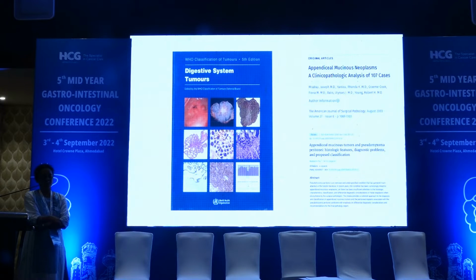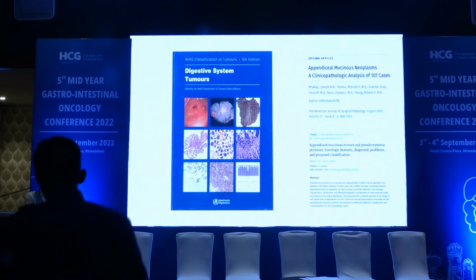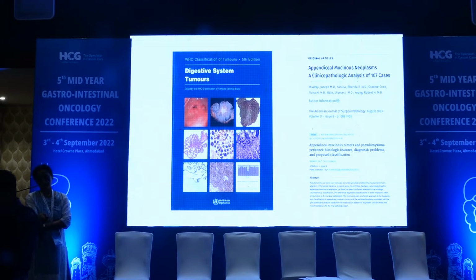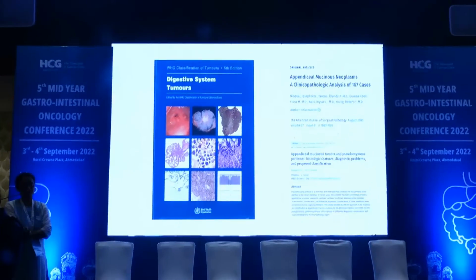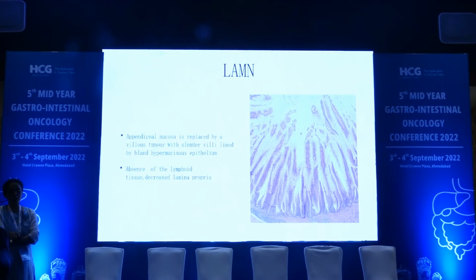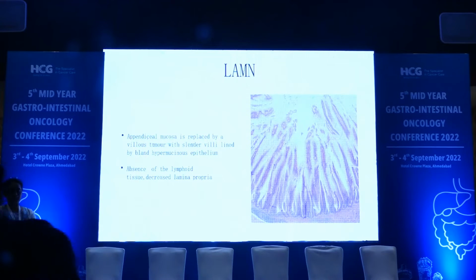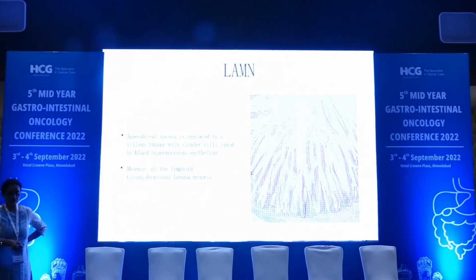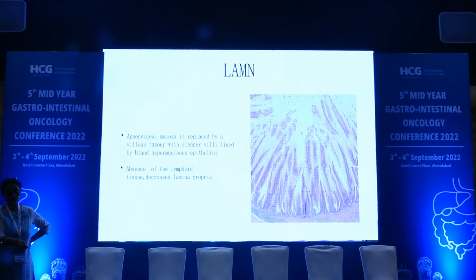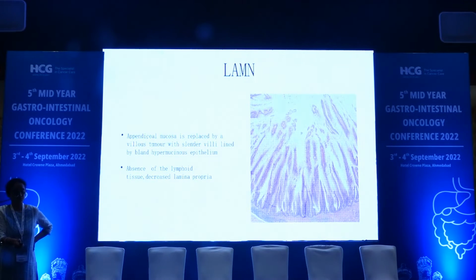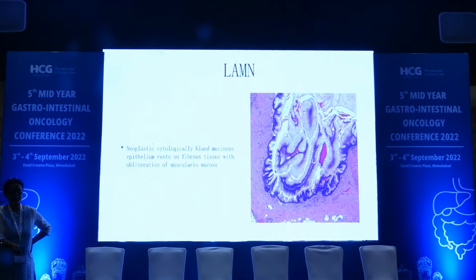People started talking about appendiceal neoplasms as early as 2003. There is a very beautiful article, 2005, and now we have WHO 2019. This is how a low-grade appendiceal mucinous neoplasm looks. If you can see the pushing margin, that's how we should categorize it. See the pushing margin if you can appreciate, and how it rests by destruction of the muscularis mucosa, and it's a very bland epithelium cytologically.